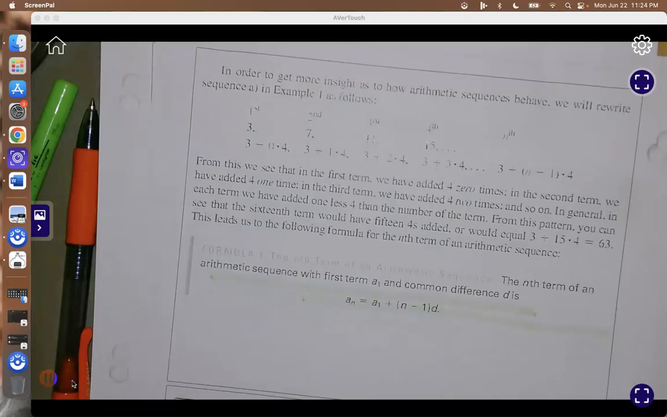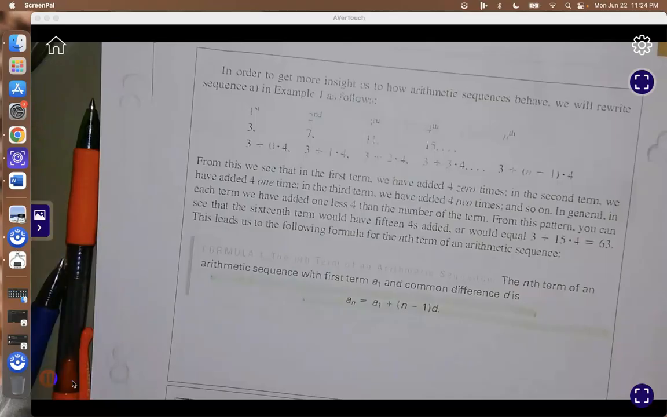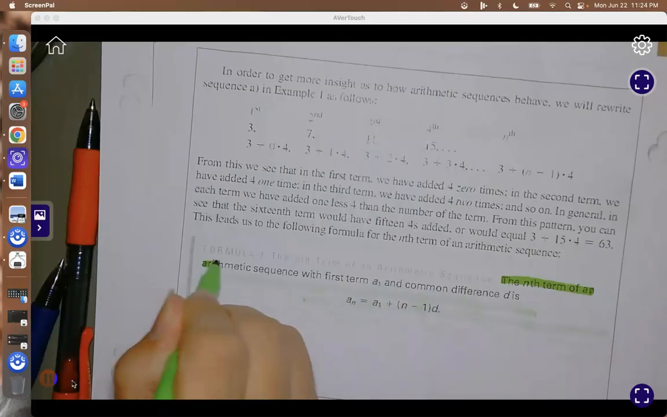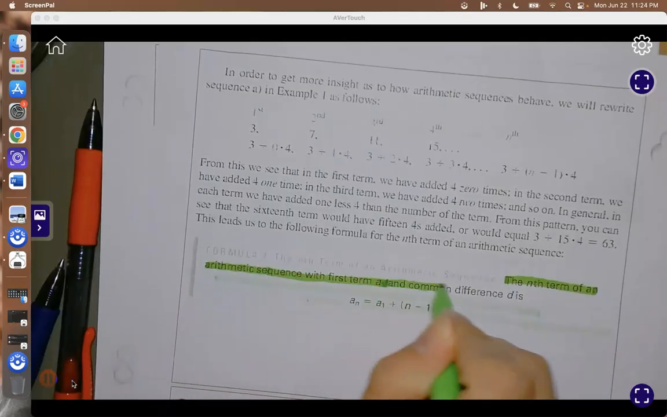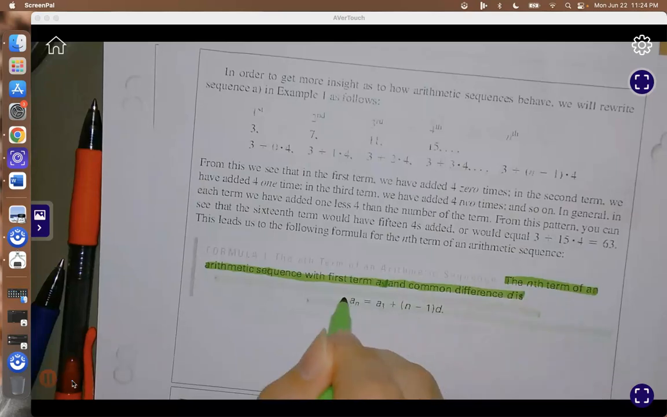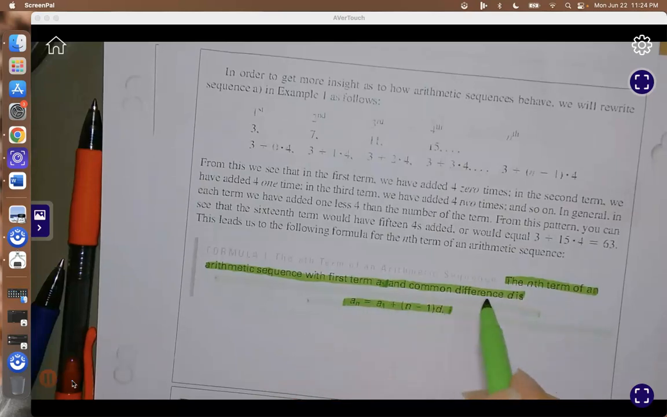Alright. Now, let's go right here. If we want to find a certain term, let's say the 5th term, or the 6th term, or the 9th term, we're going to use n to describe it, since it could change. The nth term of an arithmetic sequence with the first term being a sub 1 and a common difference of D, you're going to use this formula right here.